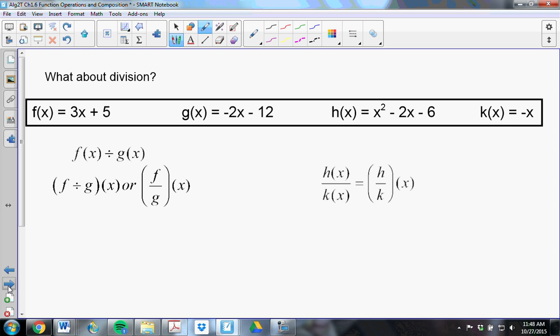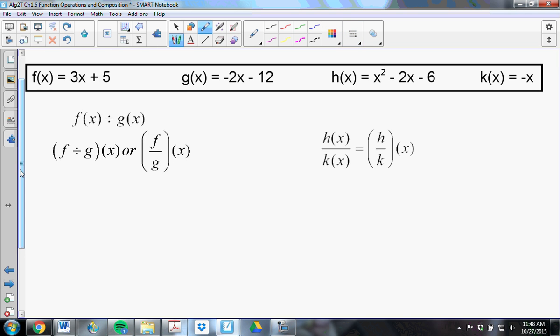Okay, so what about division? Division's a little bit weird. We've done addition, subtraction, multiplication. Division has some problems, though. And we'll talk about this a lot more later in the class. If I'm doing f of x divided by g of x, that can be written like this, or it can be written like this. It can be written any of those three ways. In fact, it can be written this way also. There's a whole bunch of ways to write division out. But it means the same thing. I'm taking f, and I'm putting it over g.